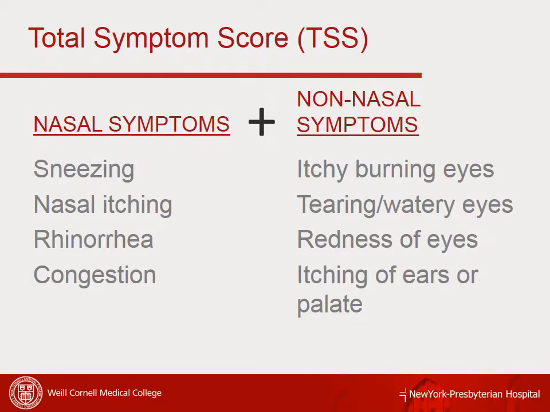Now this is a total symptom score. So this is a combination of the nasal symptoms such as sneezing, itching, rhinorrhea, and congestion, and then combined with non-nasal symptoms such as itching and burning in the eyes, as well as itching in the ears and palate.